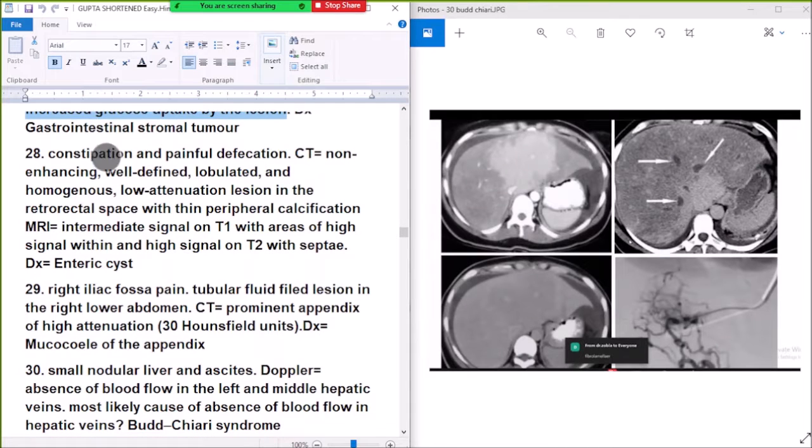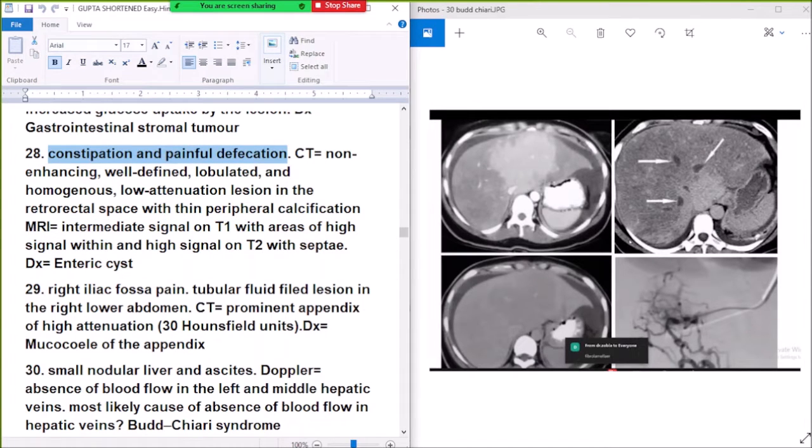Question 28. Tomography shows a well-defined, homogeneous, low-attenuating lesion in the retroperitoneal space with thin peripheral calcification. MRI shows intermediate signal on T1 with areas of high signal within, and high signal on T2 with septations.